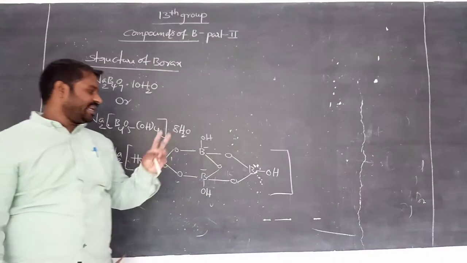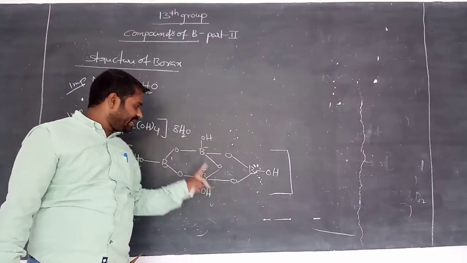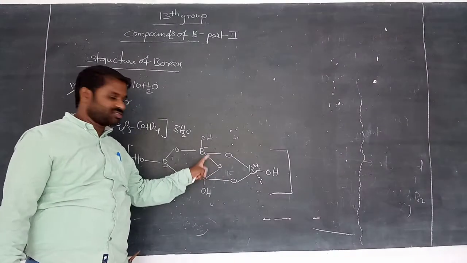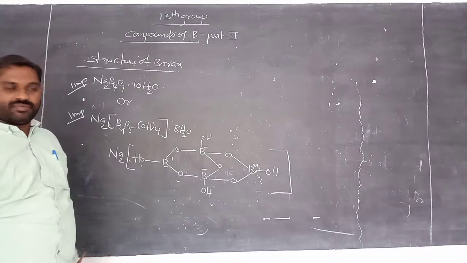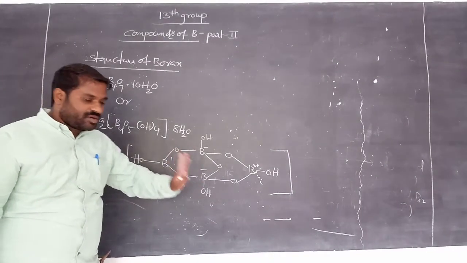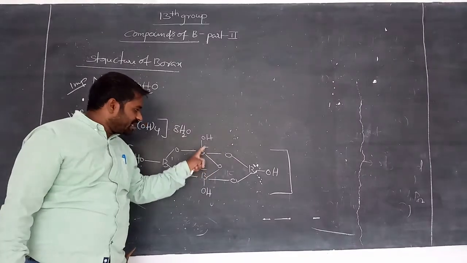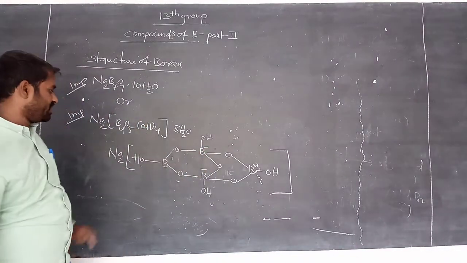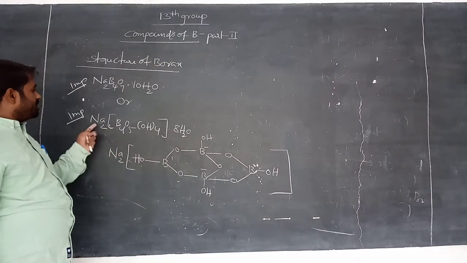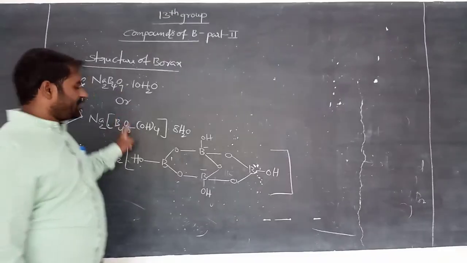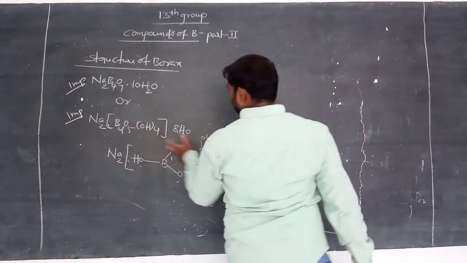Because boron generally exhibits 3 bonds, 1, 2, 3. But here it is 4 bonds, 1, 2, 3, 4. So we keep minus 1. Keep 1 minus here. So generally boron exhibits 3 bonds, but in this case 4 bonds. So keep minus here. Just remember it. Okay. This is the structure of borax. Both formulas you should identify.